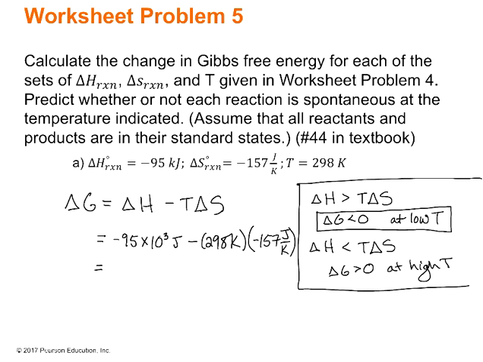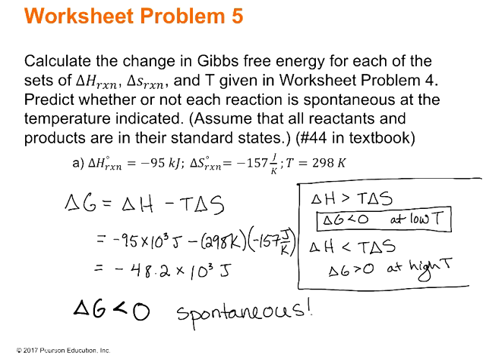Okay, so now when we calculate this, Kelvin will cancel, we'll be left with joules. But additionally, we should get a value of negative 48.2 times 10 to the third joules. Okay, so delta G is negative for this problem, so that means this is a spontaneous process. And that matches our prediction.